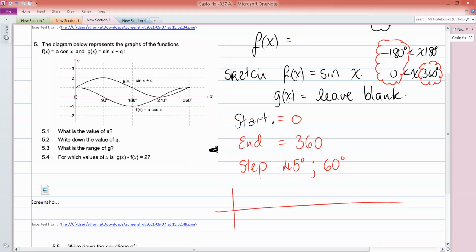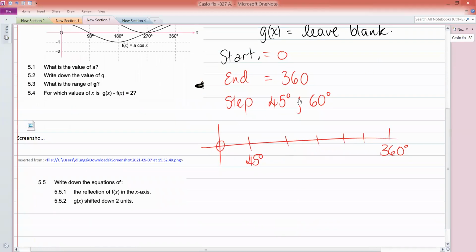So if they give you a graph that looks like this, they'll give you 0 to 360. You'll read that off your graph. Then there'll be intervals. Use those intervals they give you on your graph paper and make that your step. So for today, let's put 45 degrees. So your step is 45. Then you press equals. Now you're going to get a table.